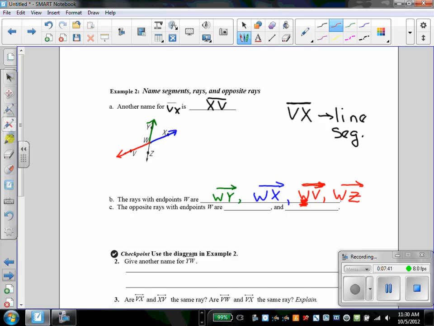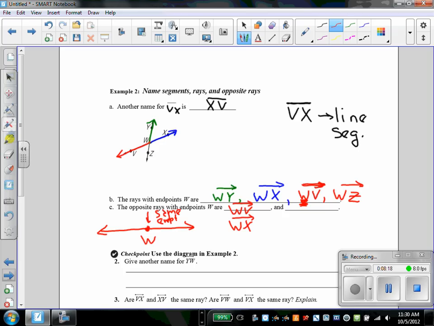The opposite rays with endpoint W: opposite ray just implies that you're starting here at W, one ray is going to go this direction, the other ray is going to go directly opposite, still starting at that same endpoint. Same endpoint, opposite direction. So the opposite rays with endpoint W, and there's a couple of them. One of the sets is going to be WV, and the other one, the opposite to that, is going to be WX.